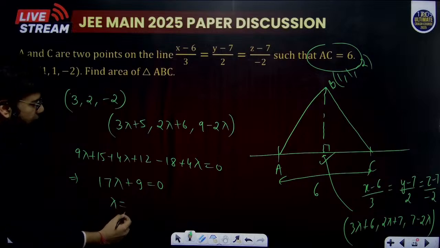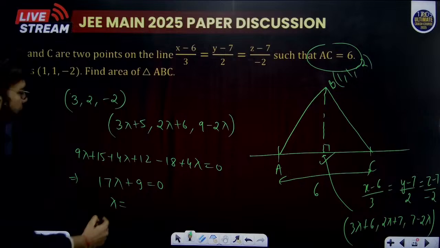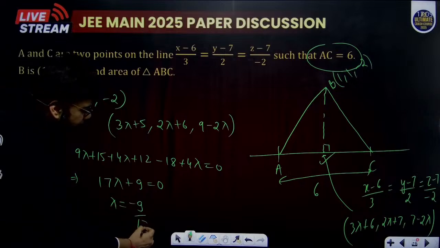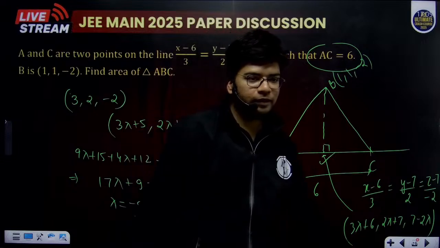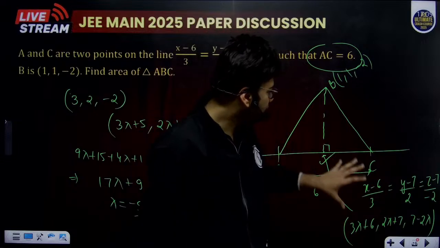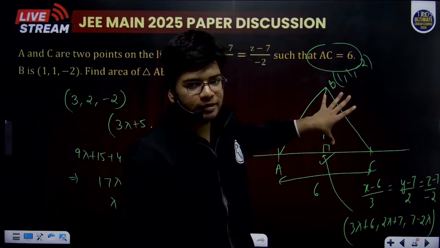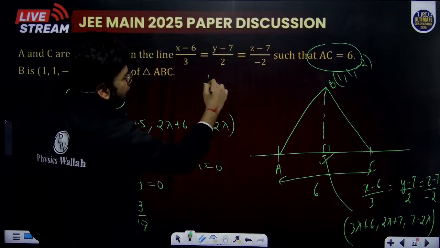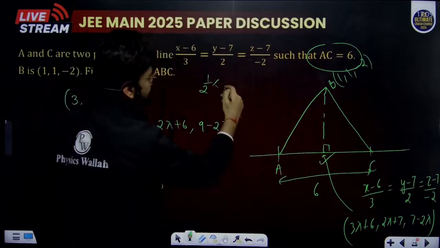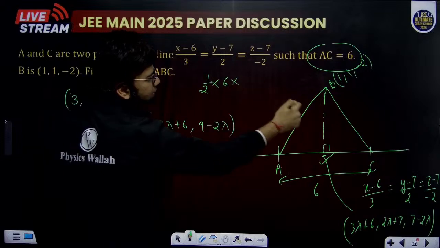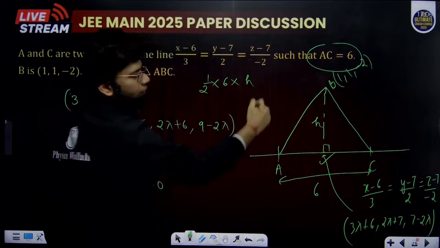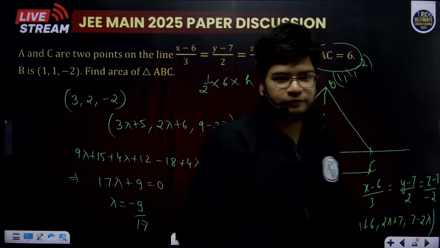Lambda is coming out as minus 9 by 17. Substitute the value here, get the coordinates of this point. Using the distance formula, get this distance. Apply half into base. Base is AC. AC is given as 6 and you can find out the side. You'll get the area of the triangle.